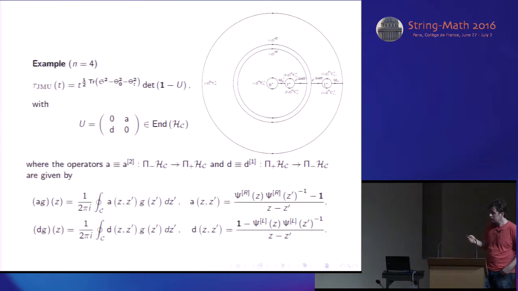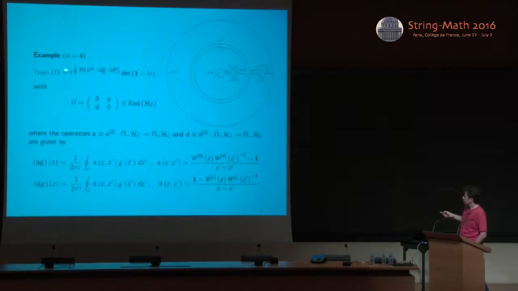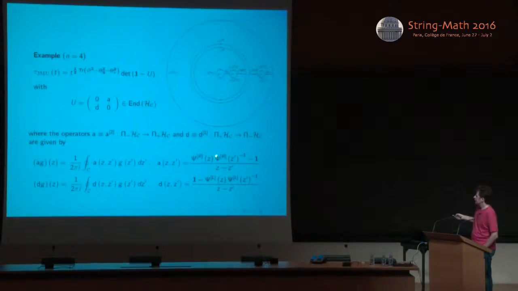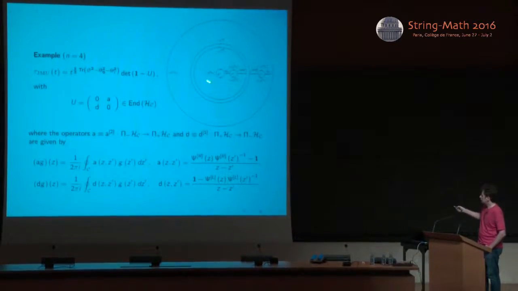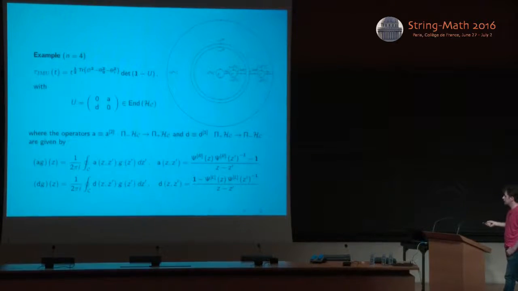An example. For n equal to 4, which contains as a special case the Fuchsian system associated to Painlevé 6, the Jimbo, Miwa, Ueno isomonodromic tau function is actually a Fredholm determinant of this form. The operators A and D are constructed, so they have these kernels, which are made of three-point solutions associated to this left or interior trinion and right or exterior trinion. Now, what is important is that when you are able to find these three-point solutions explicitly, immediately this gives you an explicit formula for tau.